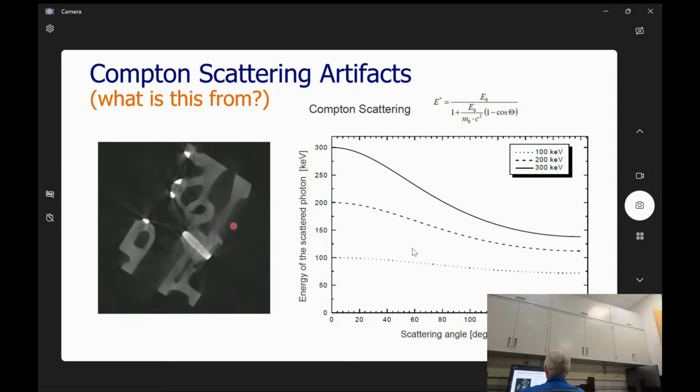The Compton scattered X-rays are always going to be lower intensity than the incoming radiation. But again, our detector can't tell the difference between a 20 kV photon and a 200 kV photon. It just says, I've been hit by a photon and I'm counting.